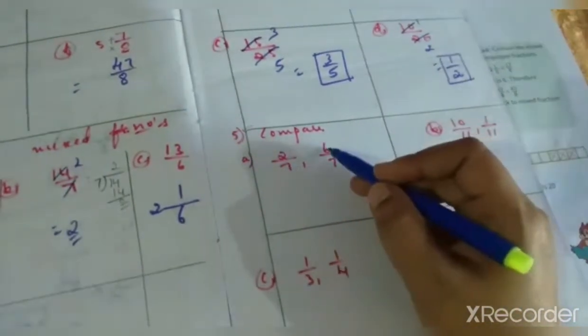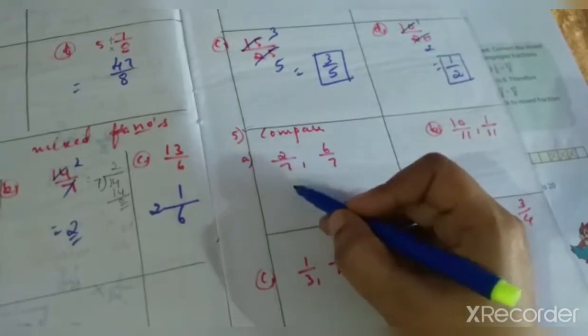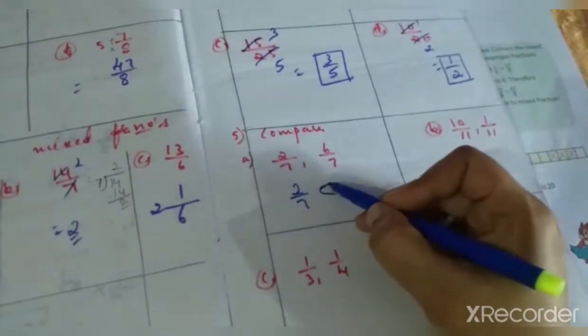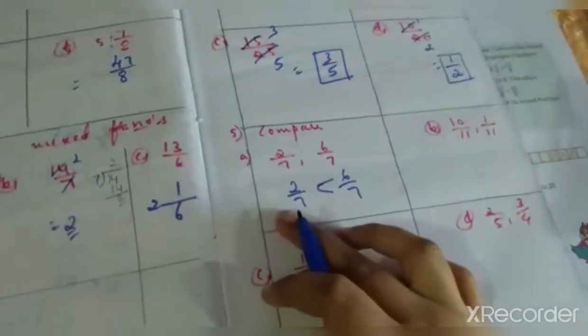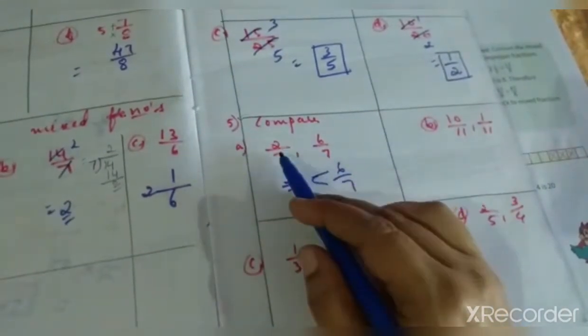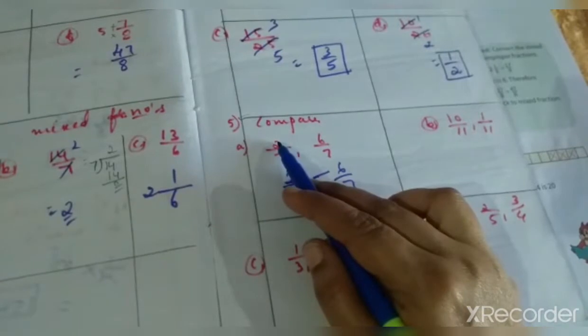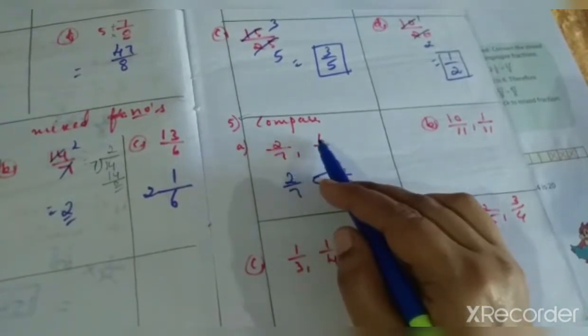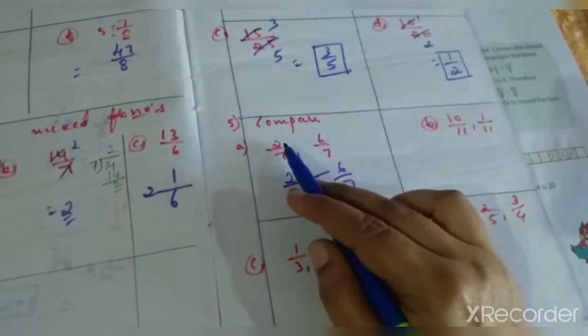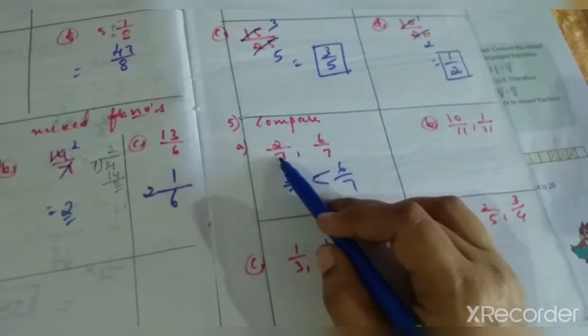Which is greater? 2 by 7 is smaller than 6 by 7. Because these are like fractions, when the denominator is the same, we check which numerator is greater or smaller. We can add or subtract when the denominators have the same value.